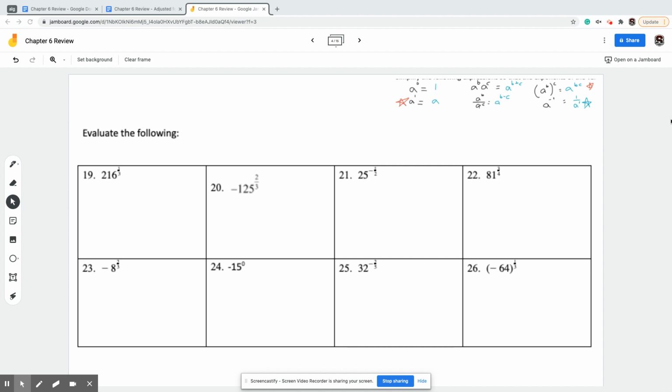For numbers 19 through 26, evaluate the following. What we're going to be doing is converting it into radical form and then simplifying, remembering to reduce before we expand. I'll write that down at the top and you can do the same.